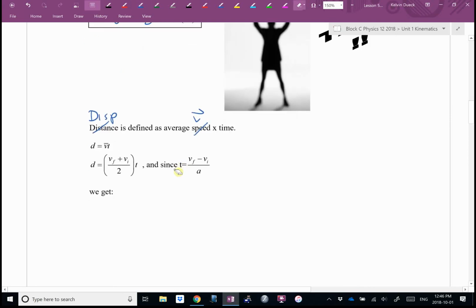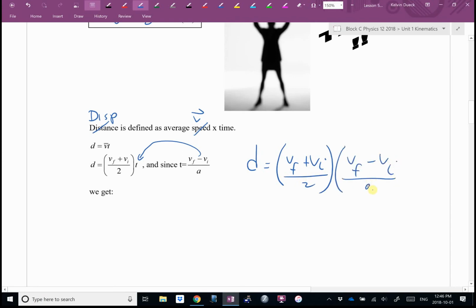This time, I got T by itself. Justin, what does T equal? So wherever I see a T, what can I replace it with? Yeah. So I'm going to do that right there. And I'm going to get this. D equals, so that first big bracket has average, VI plus VF over 2, or VF plus VI over 2. And I'll replace the T with VF minus VI over A.